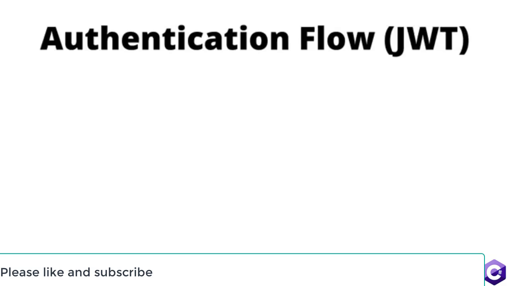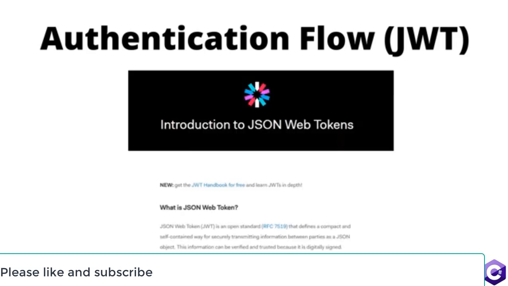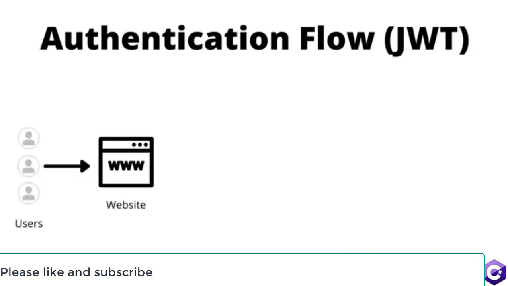In this lecture, we will understand more about authentication and the approach we are taking. We are using an authentication method in which the server creates a JWT token and passes it to the client. JWT, or JSON Web Tokens, is an open standard that defines a compact and self-contained way for securely transmitting information between parties as a JSON object. Let's look at a flow diagram to understand this.